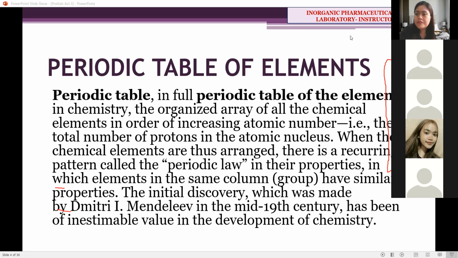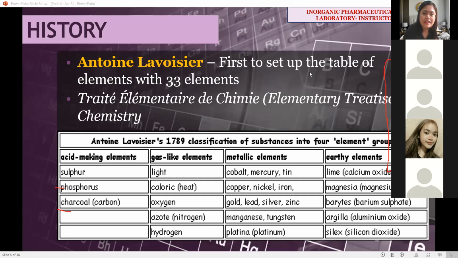So the initial discovery was made by Dmitry Mendeleev in the mid-19th century and daghan pang development after that. But for the sake of history, the first one to actually set up the table of elements pero with just 33 elements. Remember, we have 118 elements nowadays, but the first one who set up the first periodic table was Antoine Lavoisier. Okay, it was Antoine Lavoisier who first set up the table of elements with 33 elements.